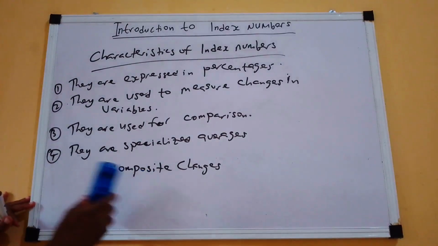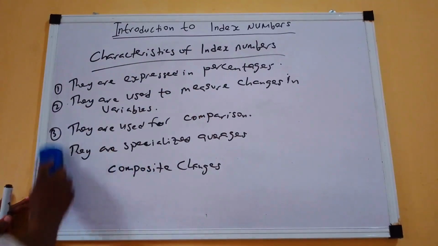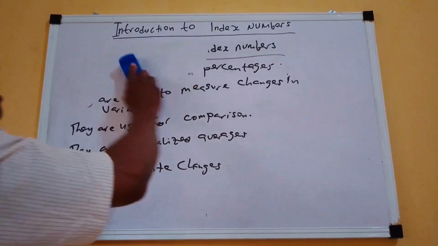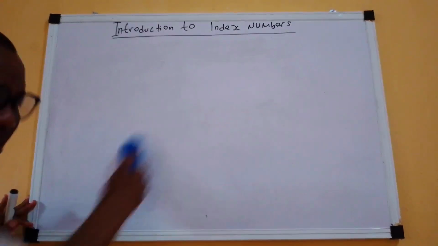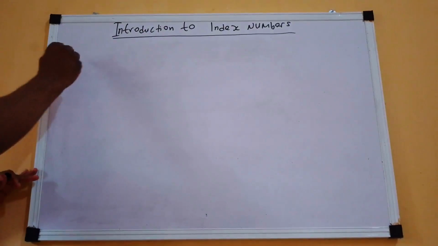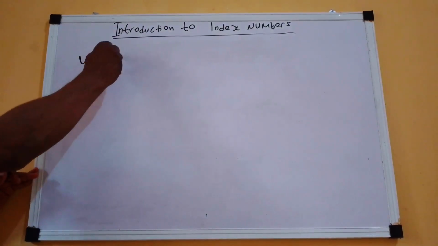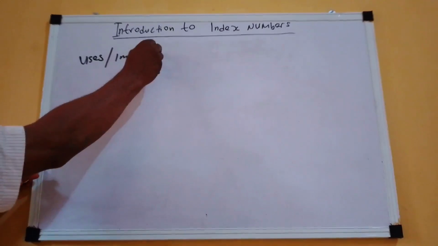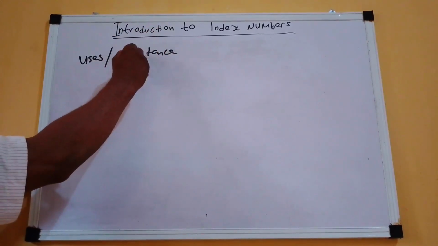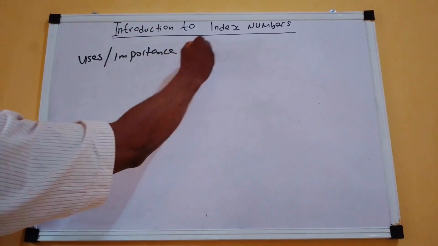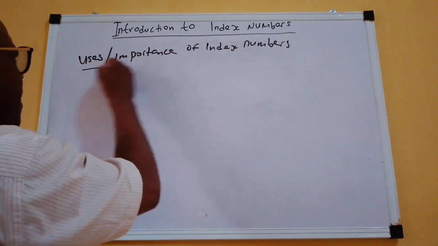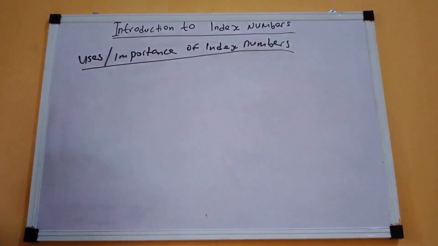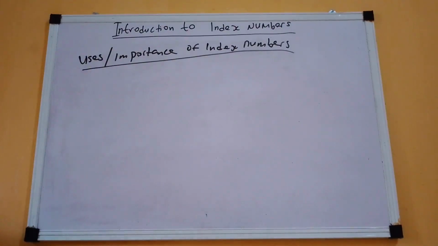Now, permit me to clean this part. We have talked about the characteristics of index numbers. Now, we want to see the uses or importance of index numbers. You can call it uses stroke importance of index numbers. So we'll be itemizing them and explaining them as we progress.